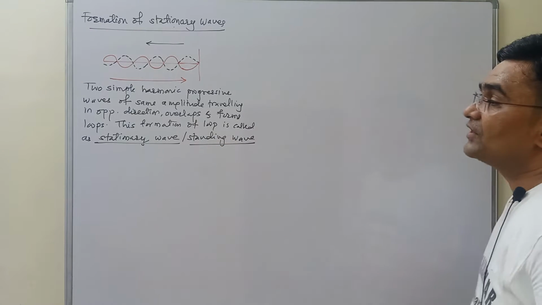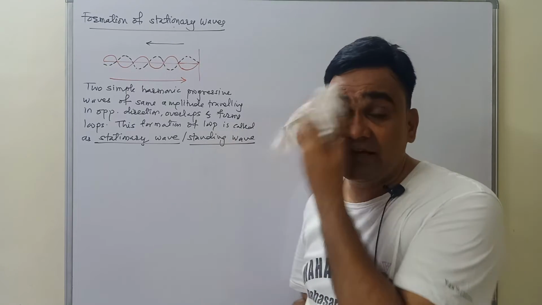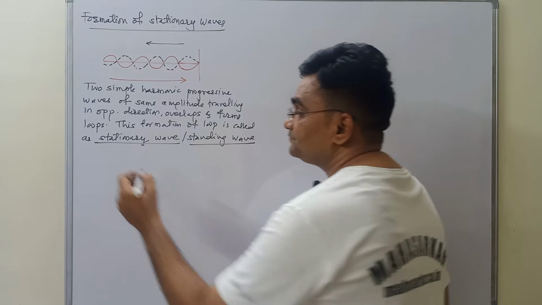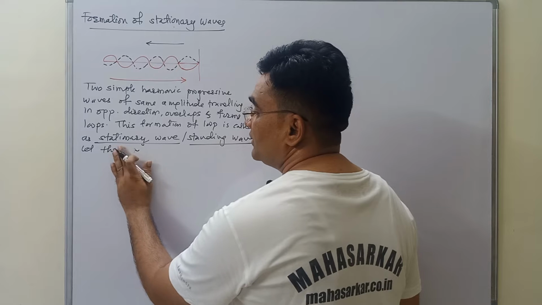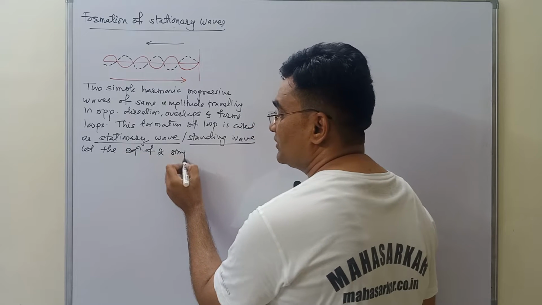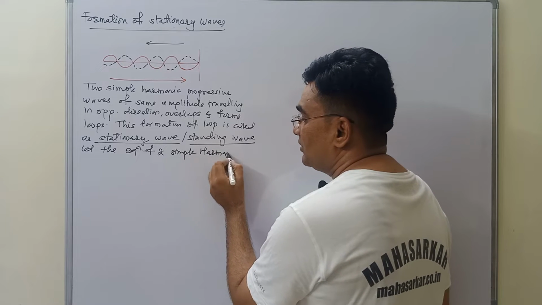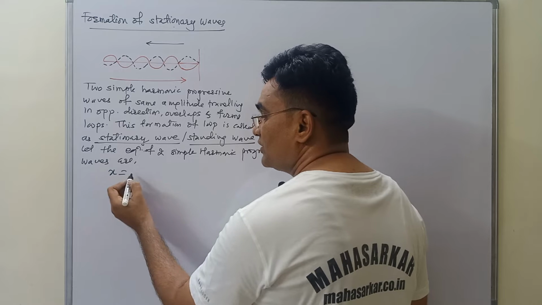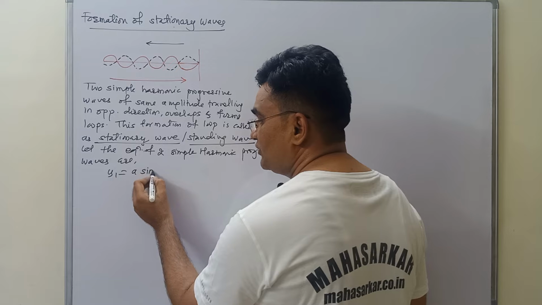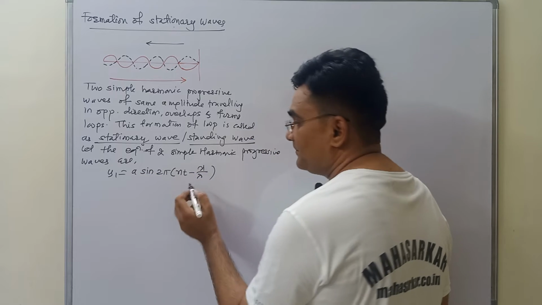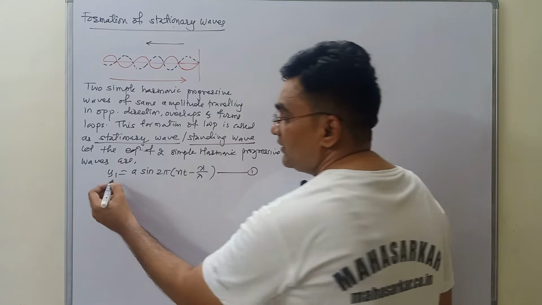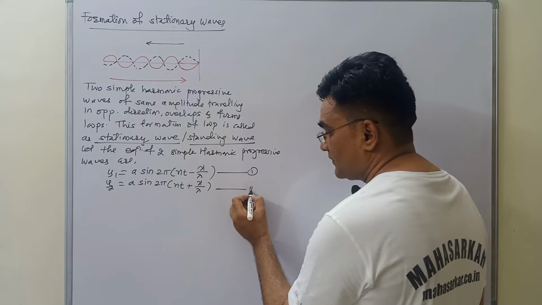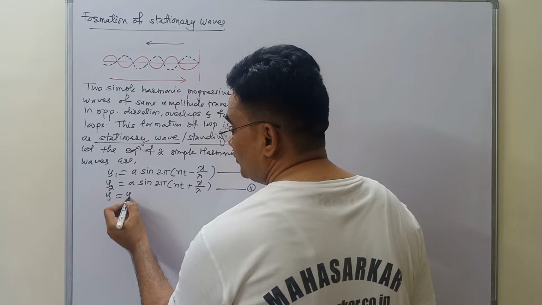Standing wave. Now we are going to find out that if two progressive waves are traveling along the same path and overlap in opposite direction, the resultant wave is also what? Simple harmonic. To prove that, let the equations of two simple harmonic progressive waves be y1 equals a sine 2 pi (nt minus x upon lambda). If you remember, we have proven this. And y2 equals a sine 2 pi (nt plus x upon lambda). Then by principle of superposition of waves, y equals y1 plus y2.